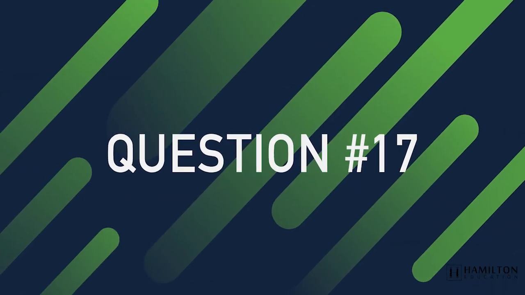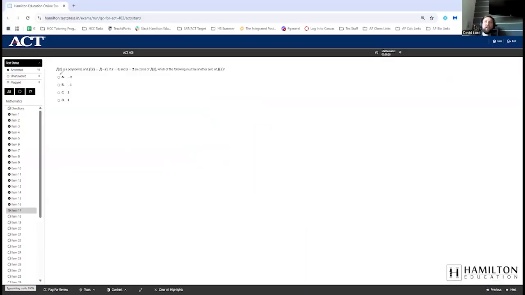Question number 17. f of x is a polynomial, and f of x equals f of negative x, where x is 0, 2. Okay, what does that mean then? Well, that means that f of 0 is equal to 0, that f of 2 is equal to 0, but because we have this extra rule here, we know that f of negative 2 is equal to 0. What must be another 0? Oh, well, negative 2. So it seems weird, but it has a very quick answer.